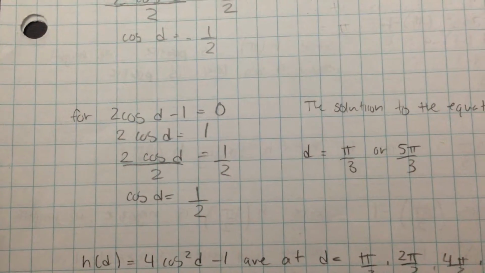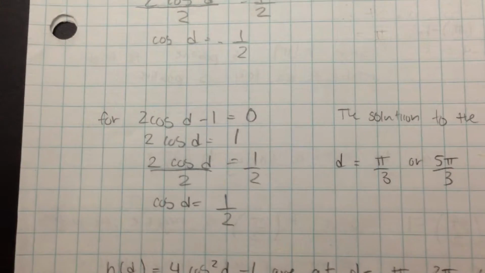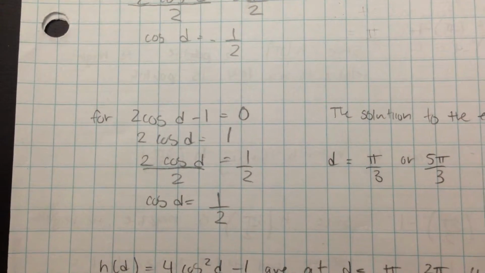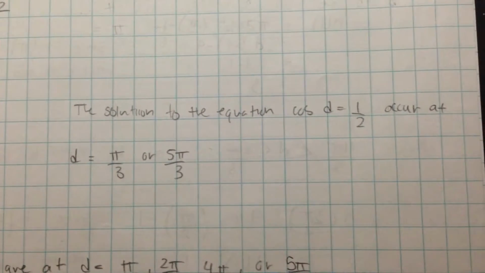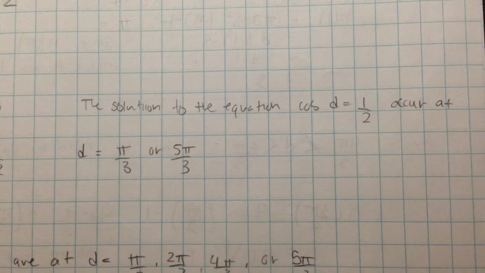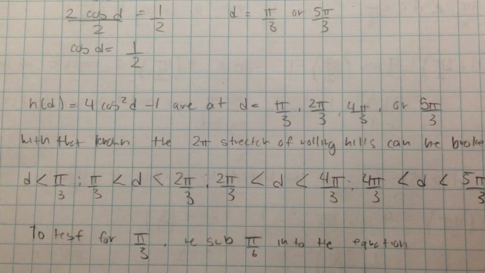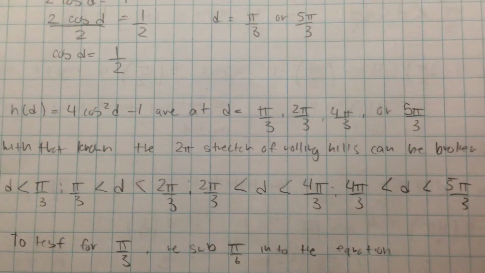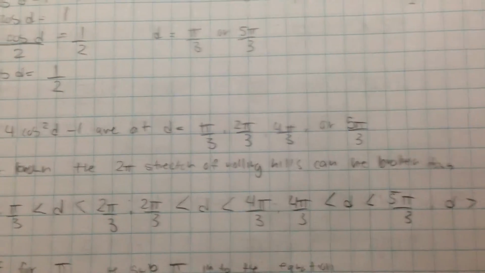For 2 cosine d minus 1 equals 0, you do the same process as previously. So you solve for d. 2 cosine d equals 1, so cosine d equals 1 over 2. The solution to the equation cosine d equals 1 over 2 occurs at d equals pi over 3 or 5 pi over 3. So the zeros of h of d equals 4 cosine squared d minus 1 are at d equals pi over 3, 2 pi over 3, 4 pi over 3, or 5 pi over 3.